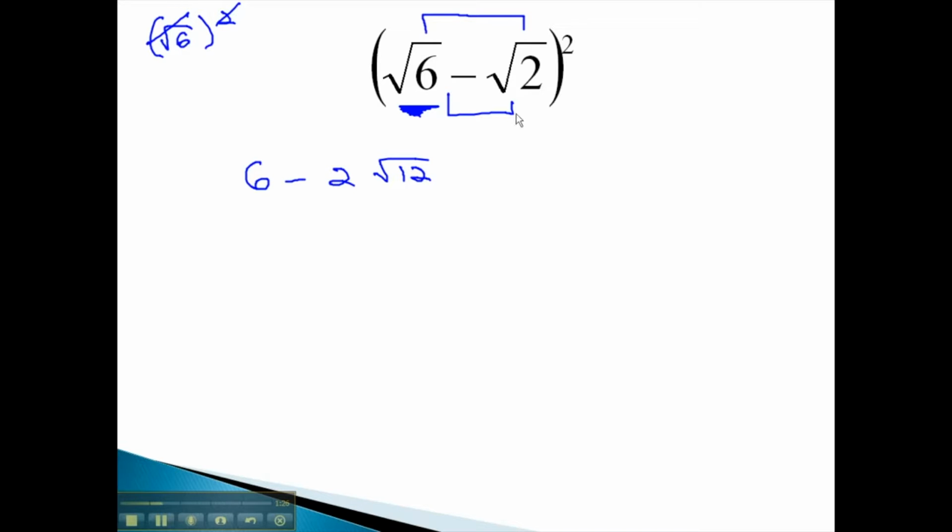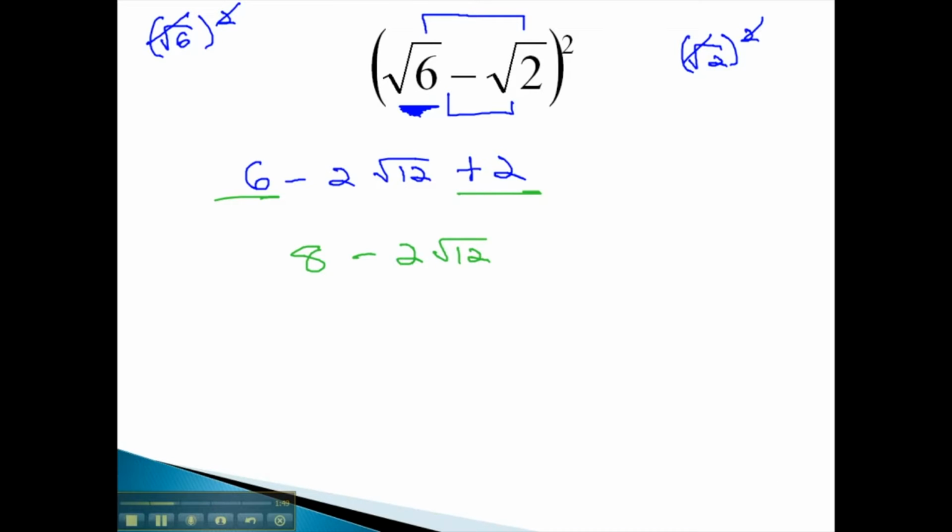Again, we'll square the last term at the end. And just as before, when we square a square root, the square and the square root undo each other, leaving just the positive 2. When we combine like terms, 6 plus 2 is 8, minus 2 root 12.